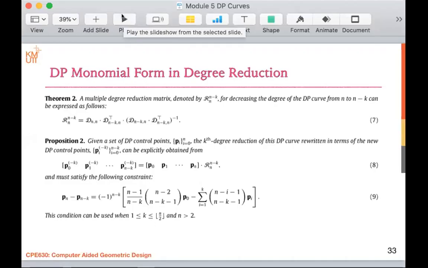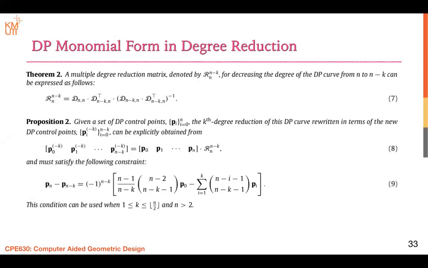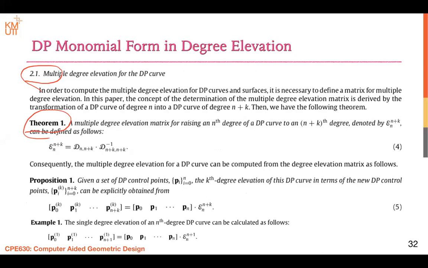Okay, and also in this paper, I provide not just the degree elevation, but also the degree reduction as well. If you want to find the degree reduction, you can simply use this theorem and this proposition. This one is a theorem and proposition for finding the degree elevation for DP. And that would be all of today's class about the DP curve.